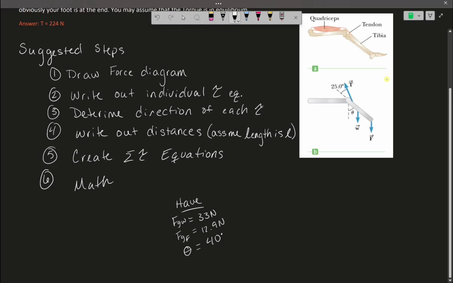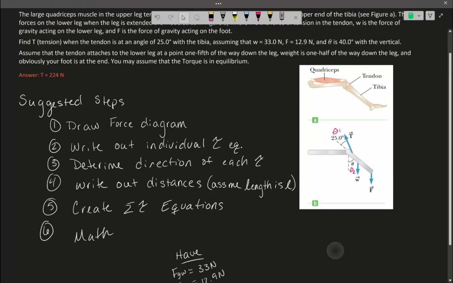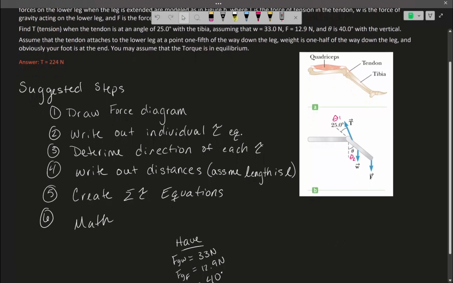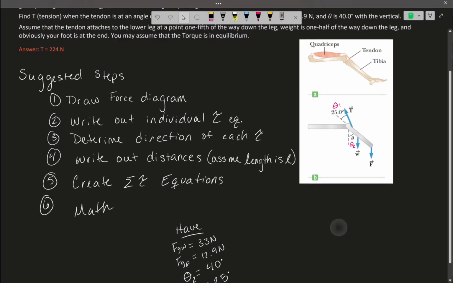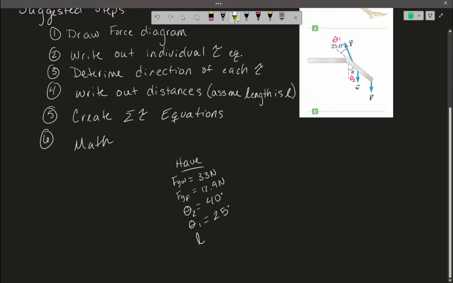Remember that this is theta, so I'm going to call this theta 1 and this theta 2. So theta 2 is 40 degrees, theta 1 is 25 degrees. Assume that the tendon attaches to the lower leg at a point 1/5 of the way down the leg. So the length to the tendon is going to be equal to the length of the leg divided by 5, right? Because this is just 1/5 times the total length of my leg.